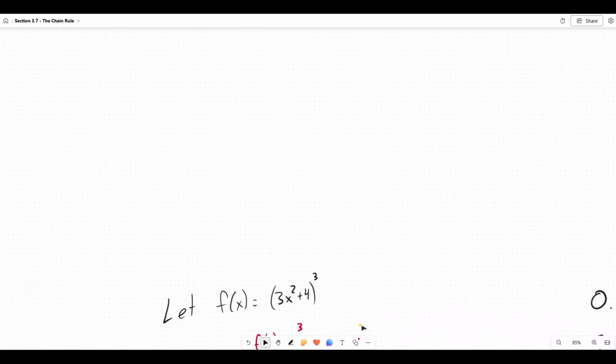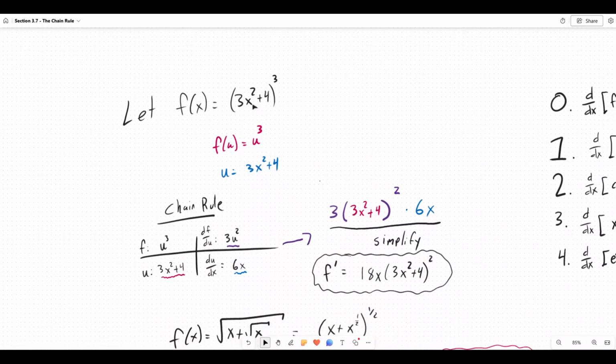So here's a function. I'm trying to hide some information. f of x equals 3x squared plus 4, and then we take that and we cube it. Actually, let me match the colors. We have our inside function and our outside function. Our outside function is something, which we call u, being cubed. And then the inside function is what that something is. In this case, that inside function u is 3x squared plus 4.